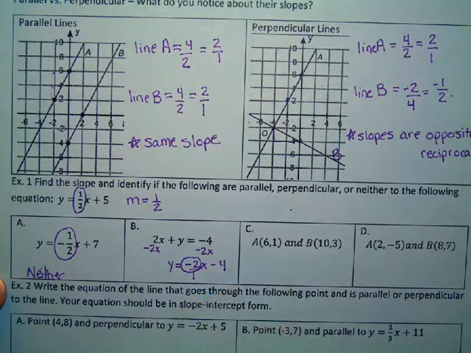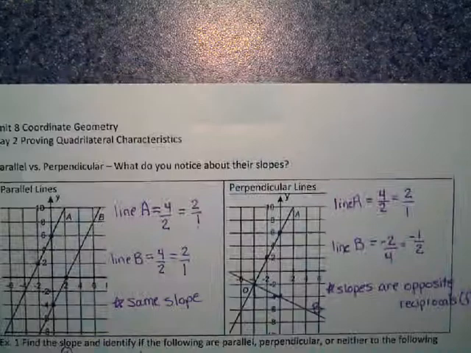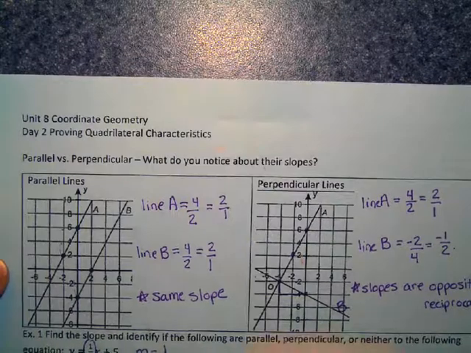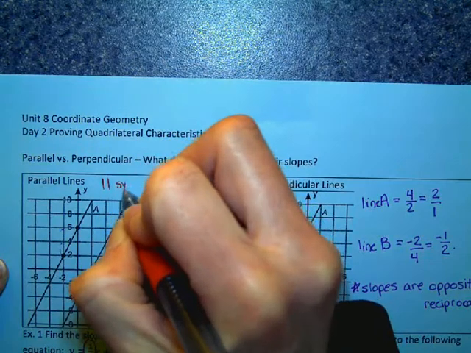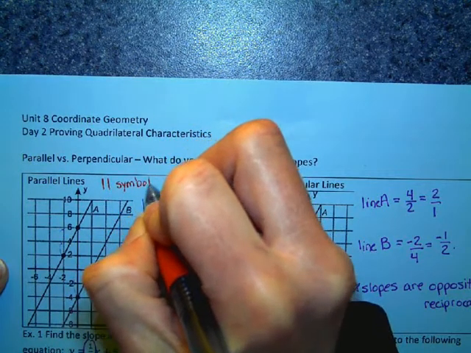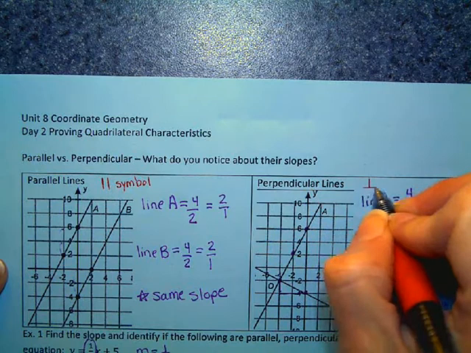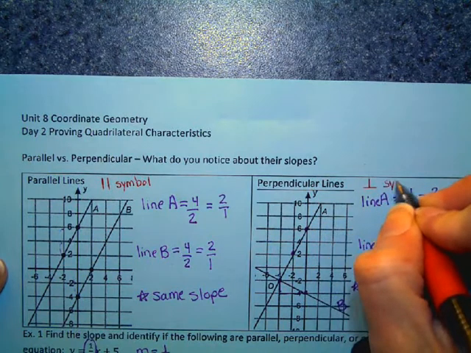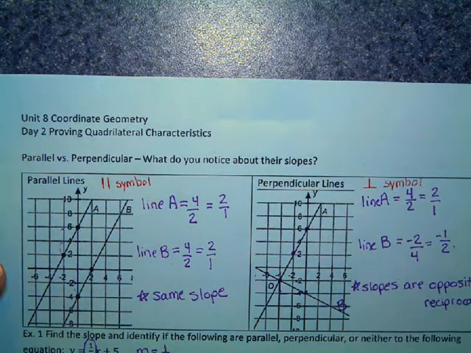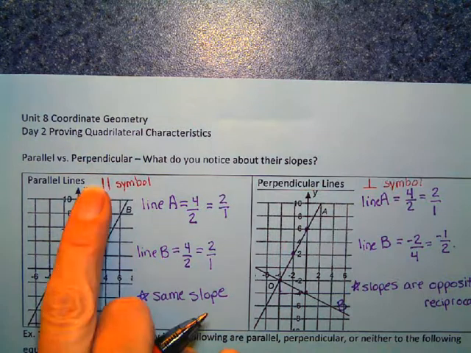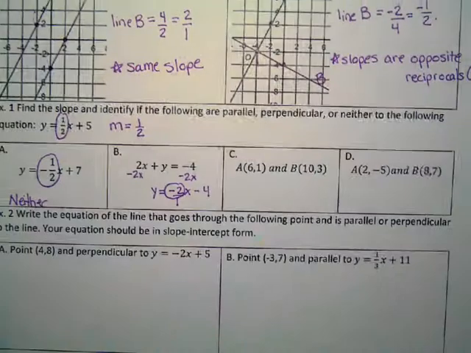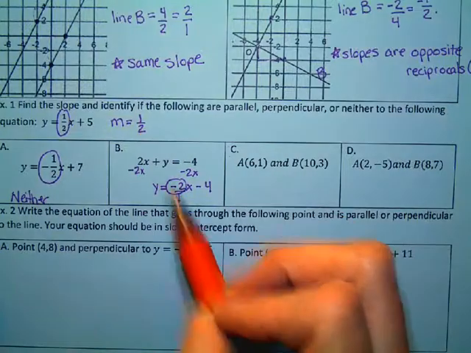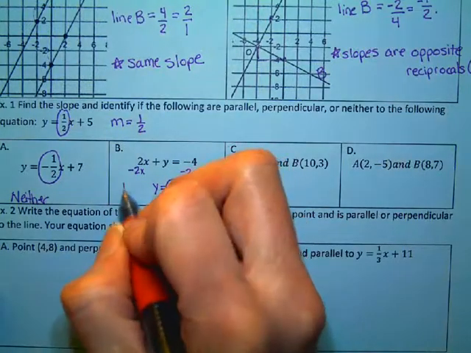I'm going to go back up here for a second and write the symbol for parallel, so you don't want to write out the words, was 2 lines like that. That means parallel. That's the parallel symbol. And the symbol for perpendicular was an upside down T. Just so when I'm writing in these small boxes, I can just write this for parallel and that for perpendicular. Alright, so we said this one is opposite and reciprocal, so I'm going to say this one is perpendicular.